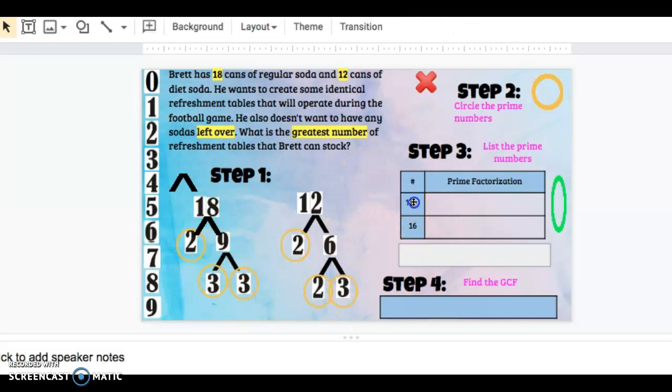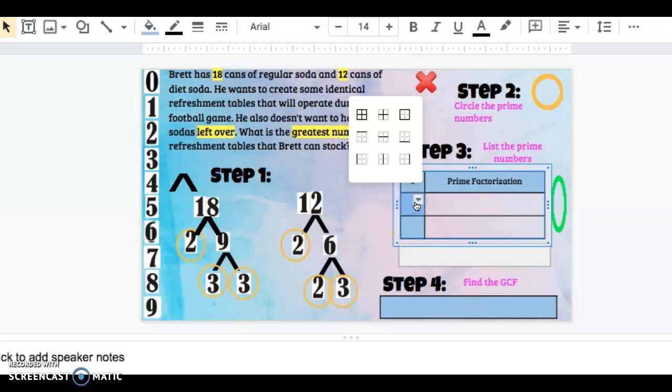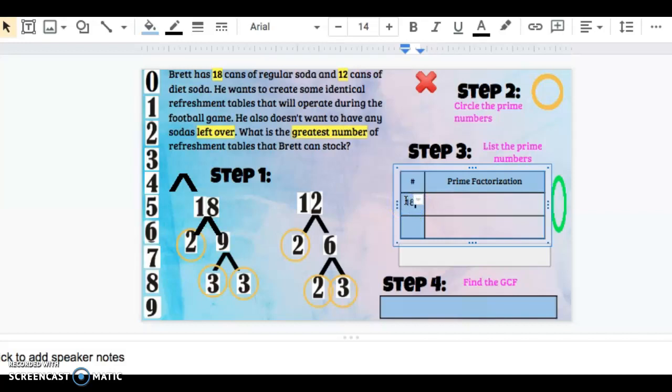So now I gotta sit here and list my prime numbers for 18. And I get the numbers that I circled. Remember, they have to be in order from least to greatest. So I have 2 times 3 times 3. Then I have 12. And I'm like, okay, least to greatest. I got 2 times 2 times 3.